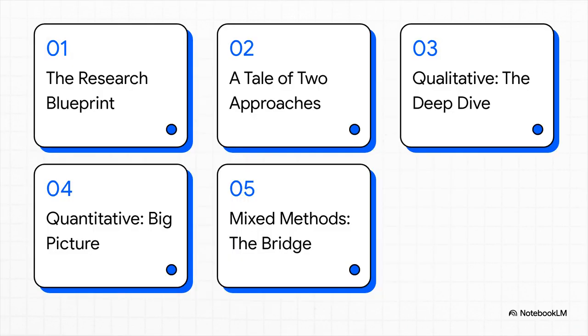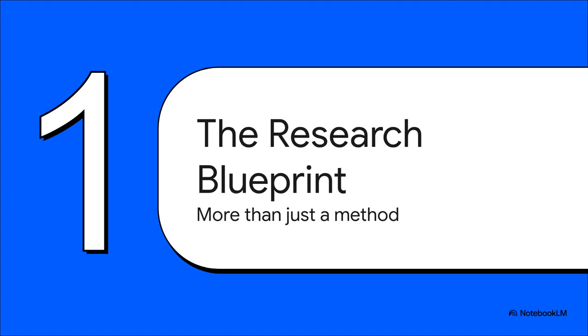So here's our game plan for this explainer. First, we'll get a handle on what a research blueprint really involves. Then, we'll dig into the two big approaches to research. We'll do a deep dive on each one, and finally, we'll see how the most powerful studies today build a bridge between them. All right, let's start with that blueprint.